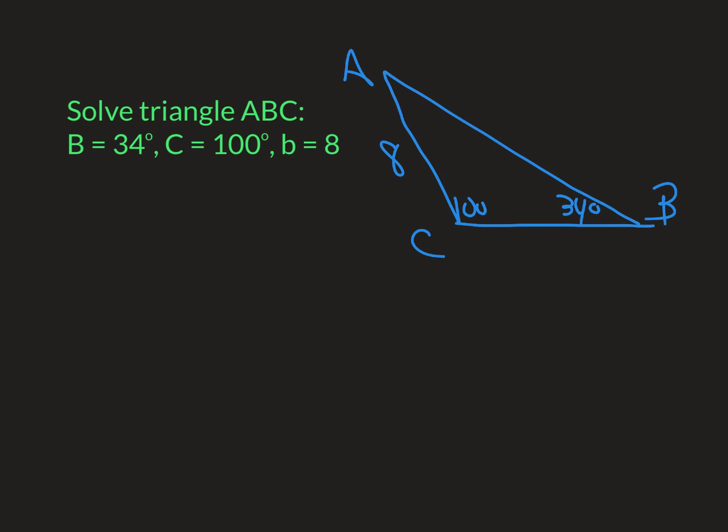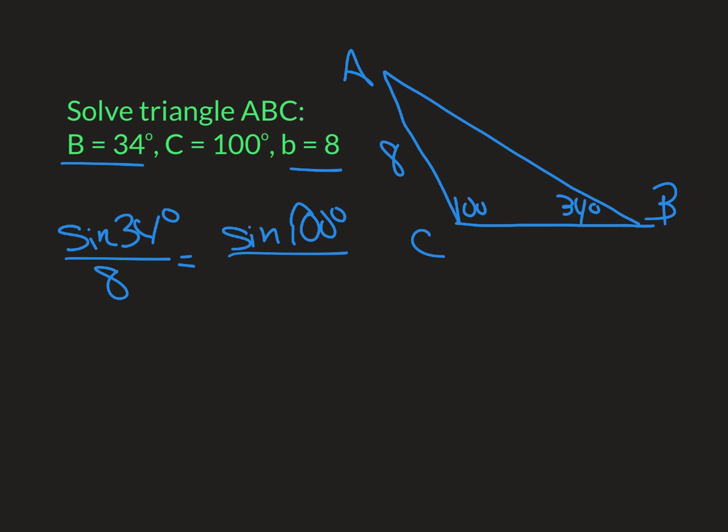Okay, so the key here is I know both of those. I know both angle B and side b, so I'm going to use those. I'm going to say sine of angle B, which is 34 degrees, over side b, which is 8, and that's going to equal the sine of angle C, which is 100, over little c, which is one of the things I need to find.